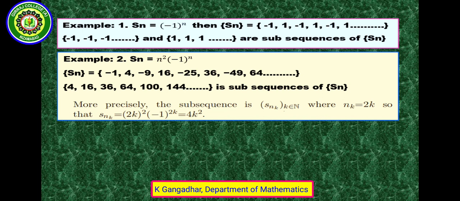And here we define the S_nk term. Here nk is 2k, 2 into k, then S_nk equals 4k squared.